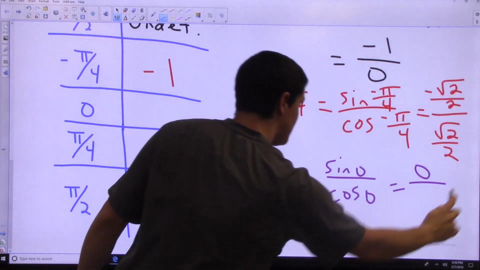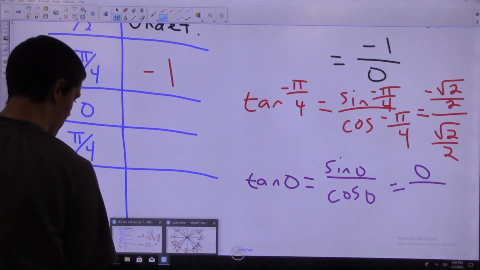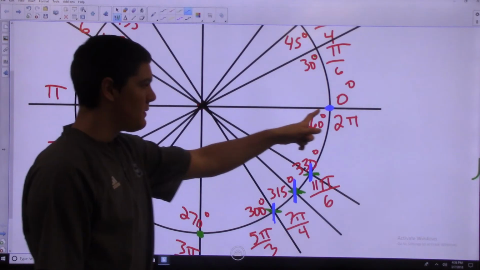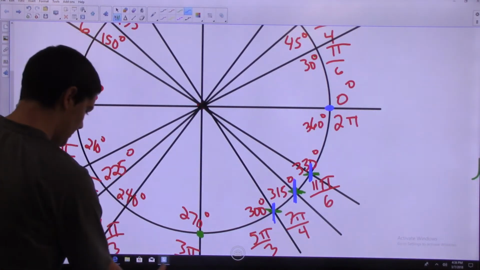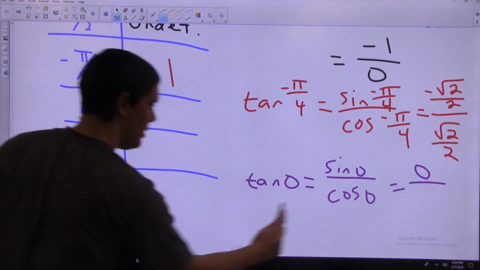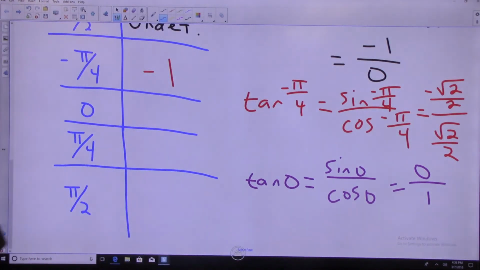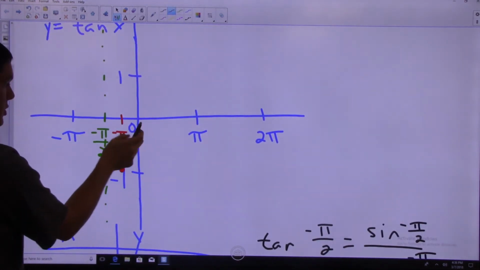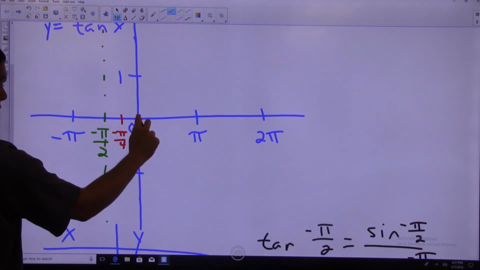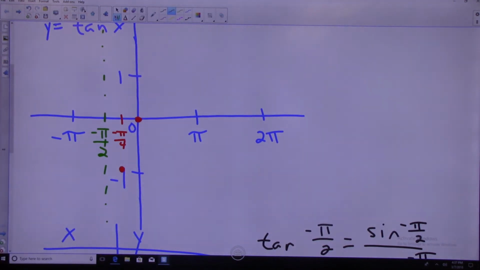Okay. What is the cosine of 0 degrees? Well, cosine is x value. So what is the x value of that point? And the answer is 1. So what's 0 divided by 1, guys? Answer 0. So I'm going to use red here on my graph. So at 0, my answer is 0. So fill in that point right there. Okay.